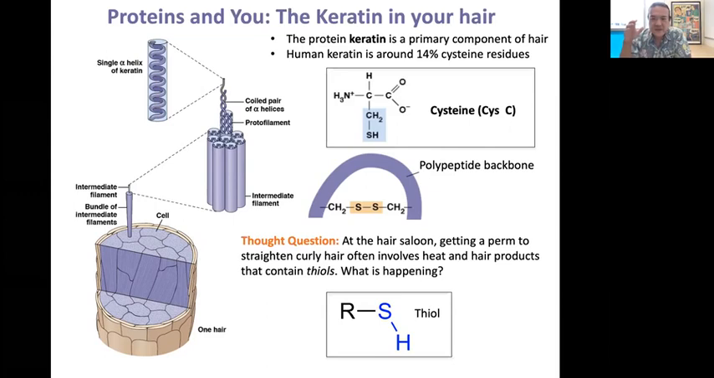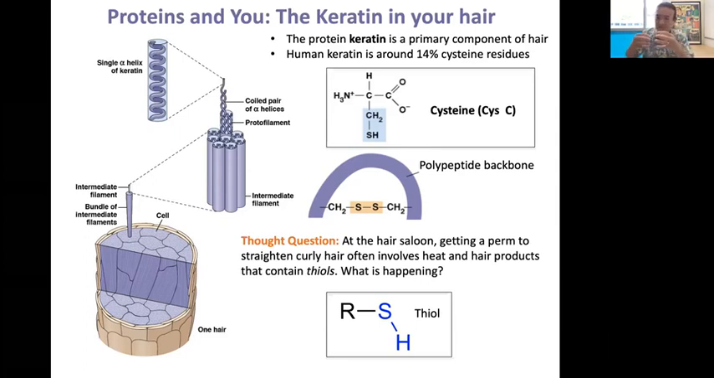All right. Anyways, if you're going to have your curly hair straightened, oftentimes in a hair salon that involves heat and hair products that contain thiols. So what's happening? Thiols contain sulfur, sulfhydryl groups. So this is a thiol. Those thiols end up messing with the disulfides in the cysteine residues of your hair, breaking them. So curly hair becomes straightened out as it is coated and interacting with these thiols. That's why hair salons and hair products often have that kind of sulfurous smell.